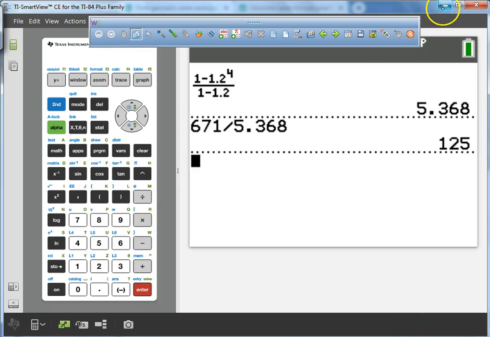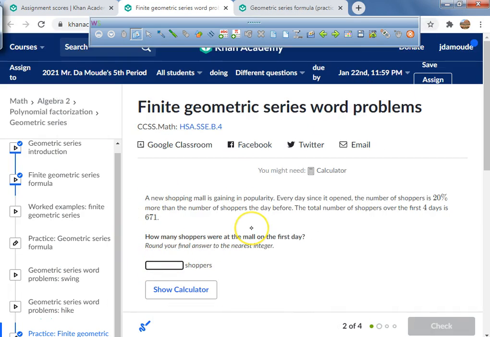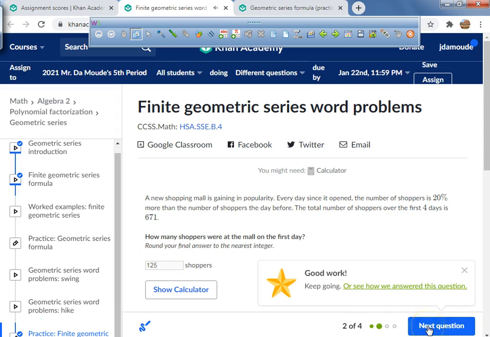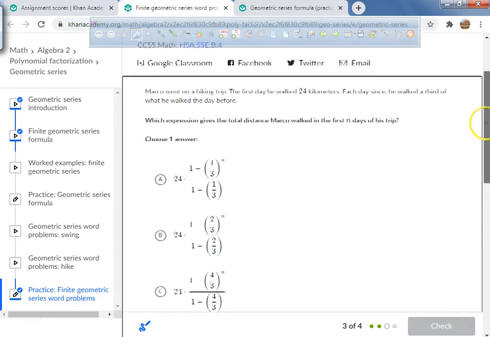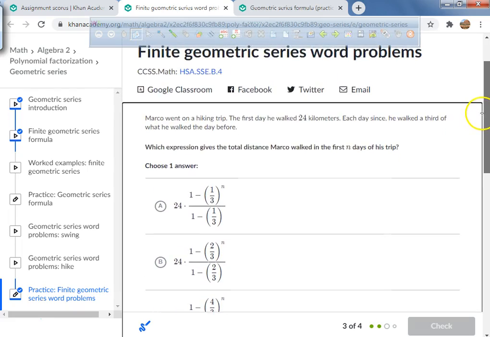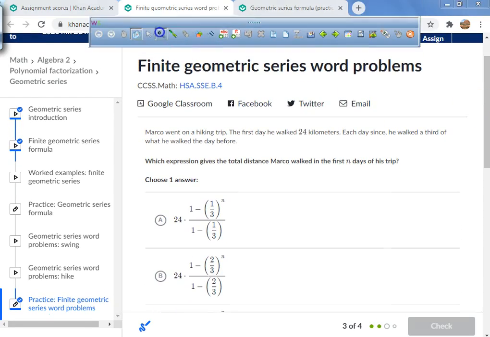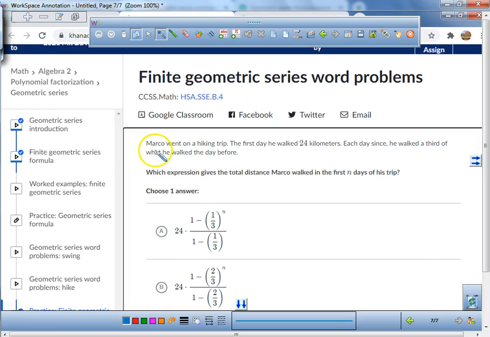So I'll type it in. See if this works. Check. Nailed it. All right, this one, they gave us the formula? Sweet. All we have to do is figure out the correct formula. All right, so I'm going to do a couple more and then I'm going to call it a day.